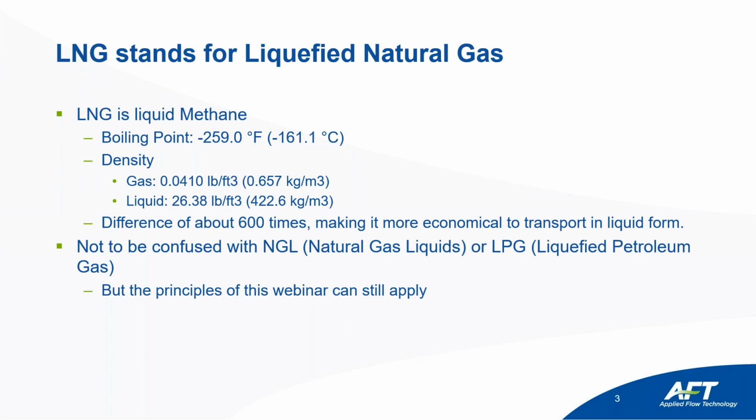LNG just stands for liquefied natural gas. LNG is liquid methane. LNG has a boiling point of negative 259 degrees Fahrenheit. So when it gets really, really cold, it will condense out of its gaseous form into a liquid. The density difference between the gas and the liquid is about 600 times. This will make it more economical to transport in a liquid form, such as through a tanker going across oceans or in trucks.